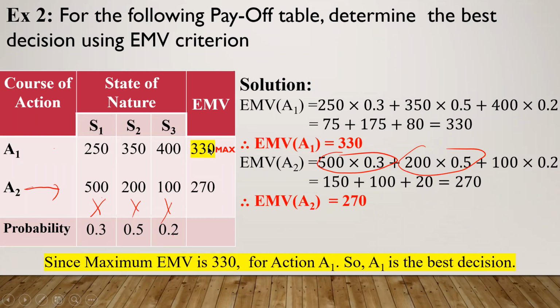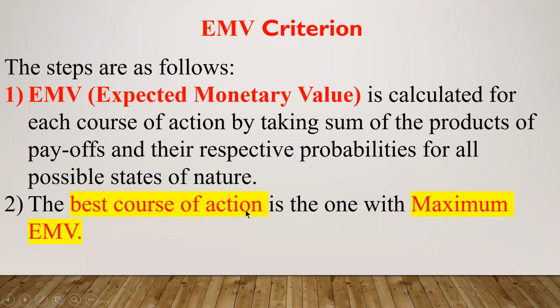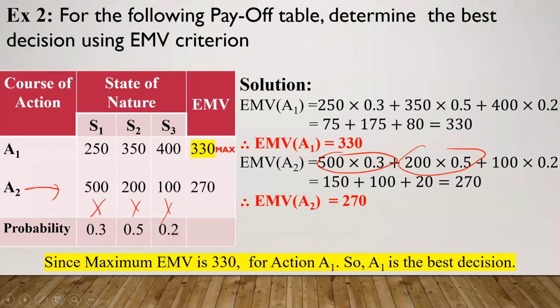So we have calculated EMV of A1 and EMV of A2. Now what is the next step? Find the best course of action, which will be the one having maximum EMV. Where is the maximum EMV, 330 or 270? I've written here maximum and also highlighted. And it is for A1. So which is the best course of action, A1 or A2? A1 is the best course of action, since maximum EMV is 330 and it is for action A1. So A1 is the best course of action or best decision.